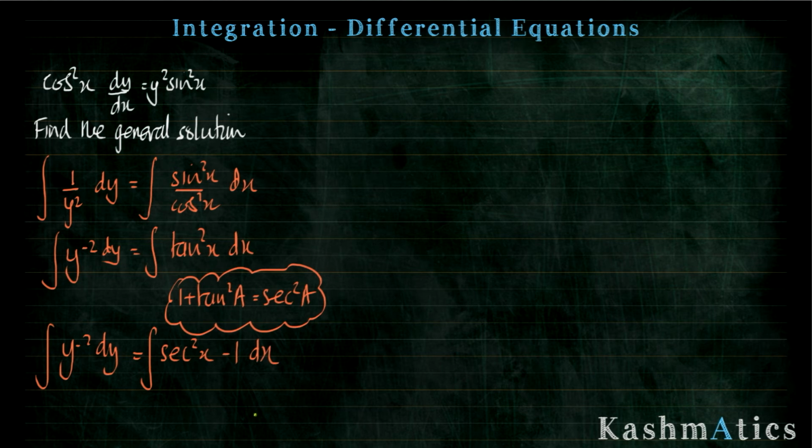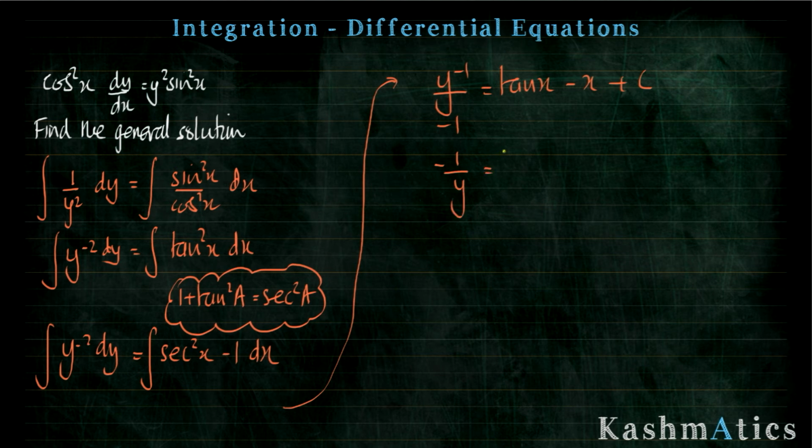So now I've got 3 terms which I can actually integrate. The first term becomes y to the power minus 1 over minus 1 equals sec squared x becomes tan x, take away x plus c. So this term over here, that's going to be minus 1 over y equals tan x minus x plus c. And if I flip this over and multiply everything by minus 1, I get y equals minus 1 over tan x minus x plus c, and that's my general solution.